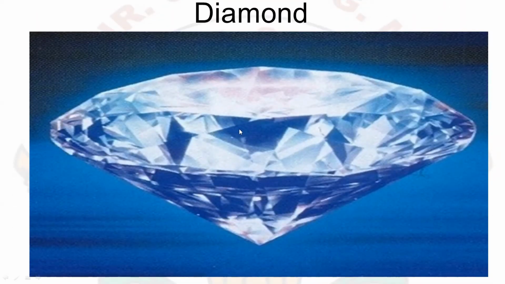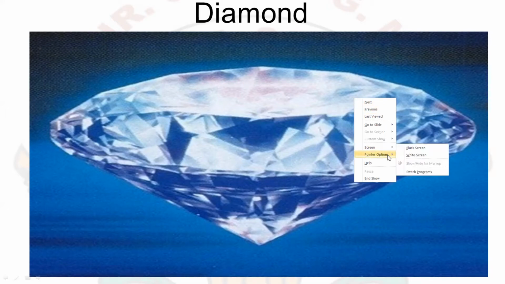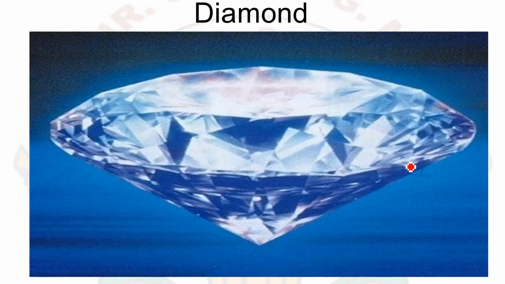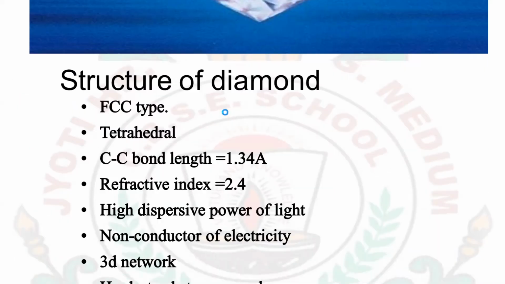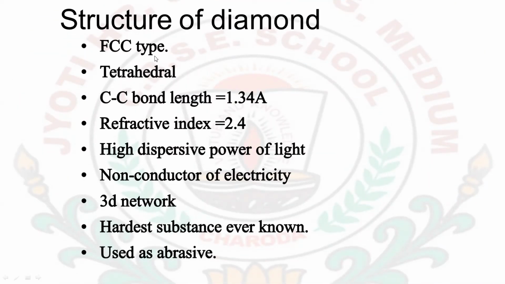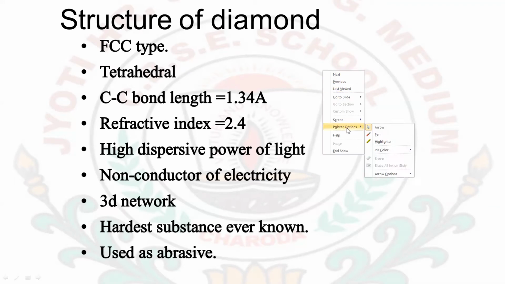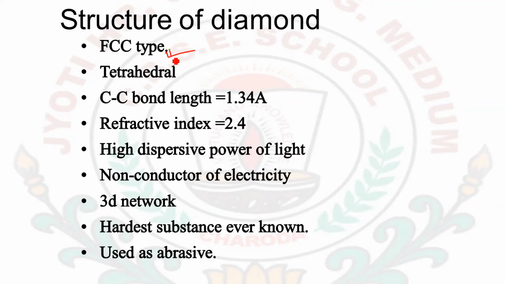Diamond is a crystal you know very well, but which type of crystal is it? It is a covalent crystal. It means the bonds present in a crystal of diamond are covalent. And we also know that the diamond's crystal lattice is of face centered cubic type. It has a face centered cubic type unit cell.